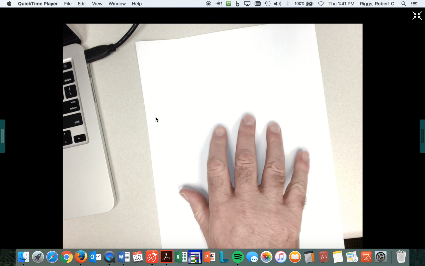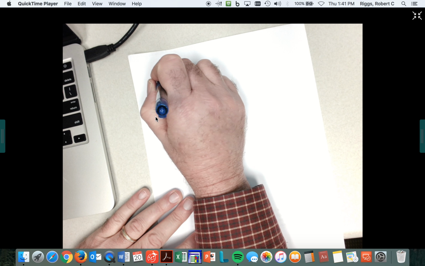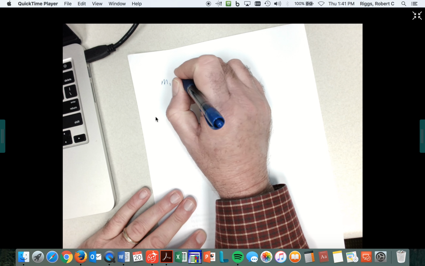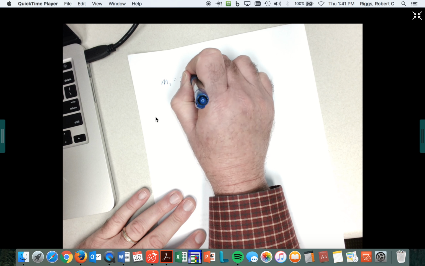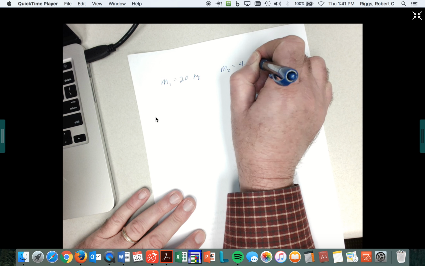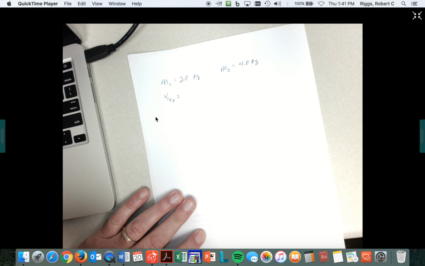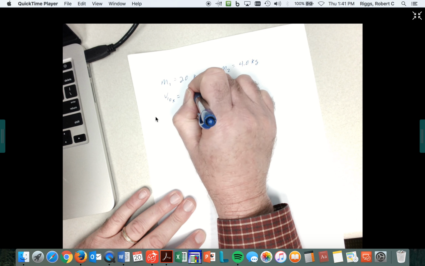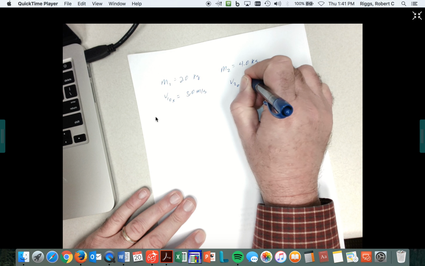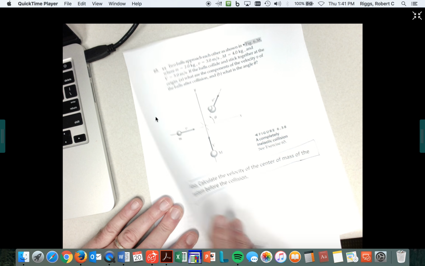So mass 1 in this problem, and we could also find the other quantities, but I just wanted to find the velocity of the center of mass. Mass 1 is 2 kilograms. Mass 2 was 4 kilograms. The initial velocity of 1 in the x direction is equal to 3 meters per second. The initial velocity of particle 2 in the x direction is equal to 0. It only has a y component before the collision.